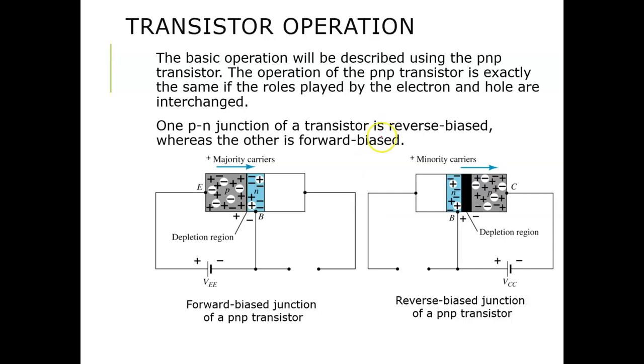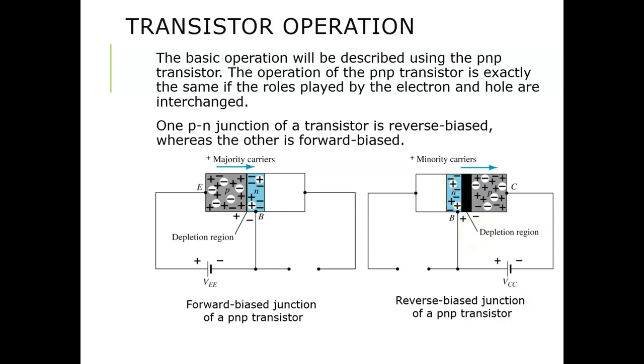Here, we see when the transistor is forward biased and when it is reverse biased. When the positive end of the emitter terminal is connected to the positive end of the power supply, it is said to be forward bias. When the positive end of the power supply is connected to the negative end, it is called reverse bias.